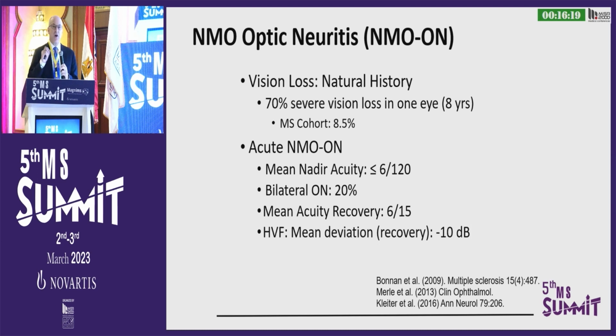The mean nadir of visual acuity loss in this disease is severe, 6/120 or less in about 90% of patients, where only about 20% with MS-related optic neuritis will have that severe a vision loss at nadir. Bilateral optic neuritis is more common at 20%, and mean visual recovery is poorer. It is 6/6 in optic neuritis from MS, 6/15 roughly in NMOSD.